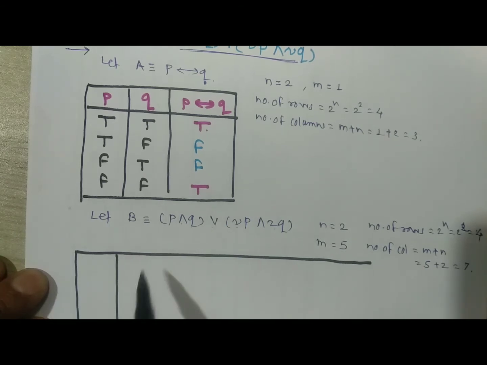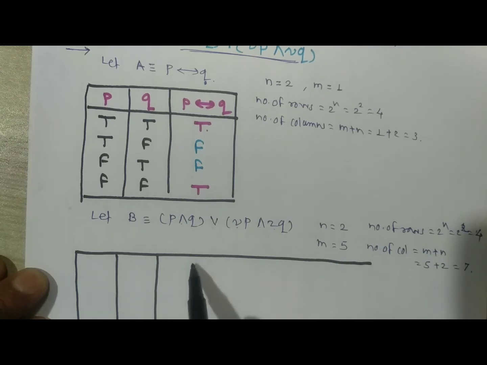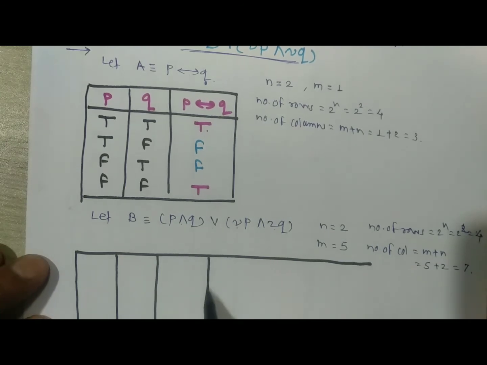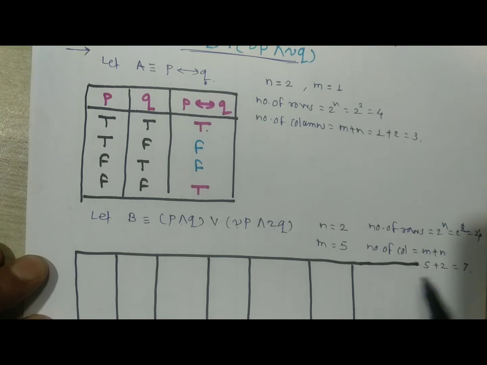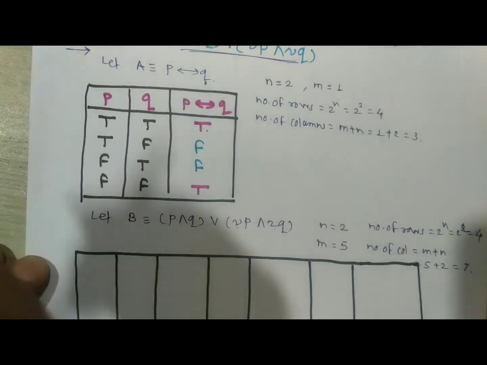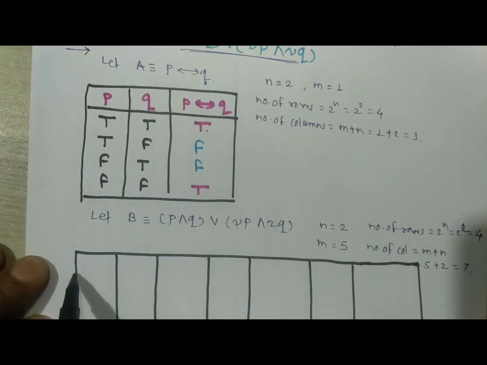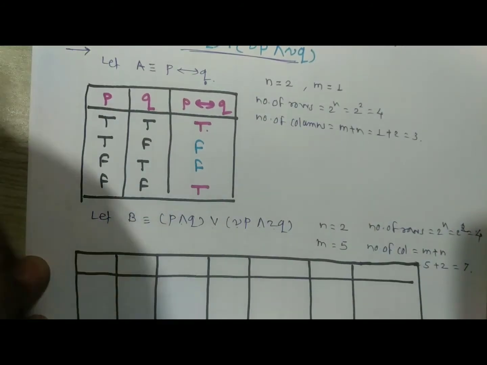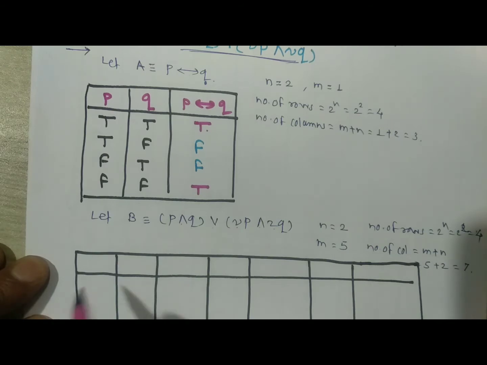Columns: first column, second column, third column, fourth column, fifth, sixth, and the last one is our consideration of B. And we have to get the number of rows, that means 4 rows, and you will get the consideration of P, Q.